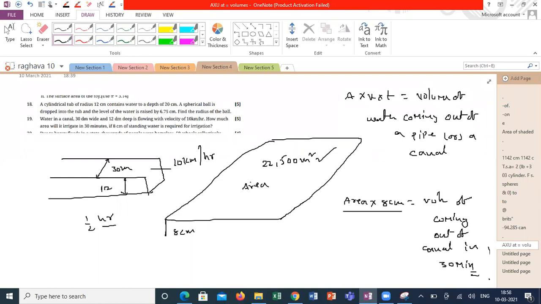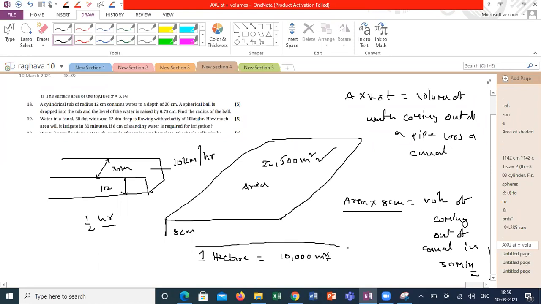Sir, 1 hectare is equal to 1000 meters square, sir. One hectare will be equal to 10,000 meters square. Please note, 1 hectare will be equal to 10,000 meters square. So how many hectares? In this case, 2.25 hectares.